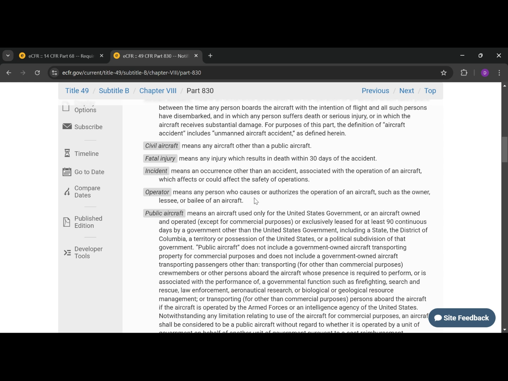Operator means any person who causes or authorizes the operation of aircraft such as the owner, lessee, or bailee of an aircraft.